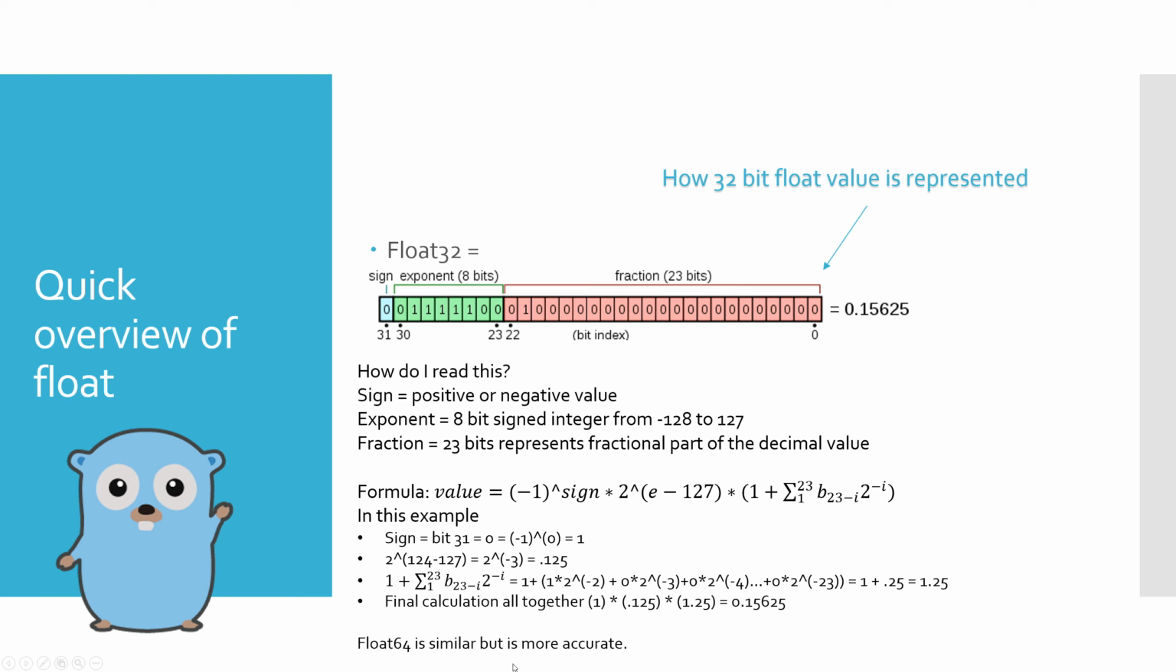And float64 is similar, but is more accurate because we have more bits, so we can represent a more accurate fraction. And I believe in 64-bit floats, we actually have 11 exponent bits, and then whatever extra is put into the fraction, I believe. So that's that.